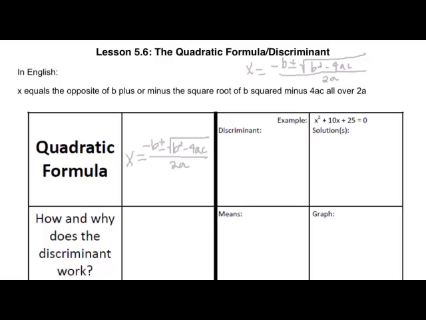If we look at the quadratic formula, the discriminant comes from what is underneath the square root. And this will help us determine how many solutions we have for our quadratic function. So the b squared minus 4ac we call the discriminant. Again, it determines how many solutions we will have.